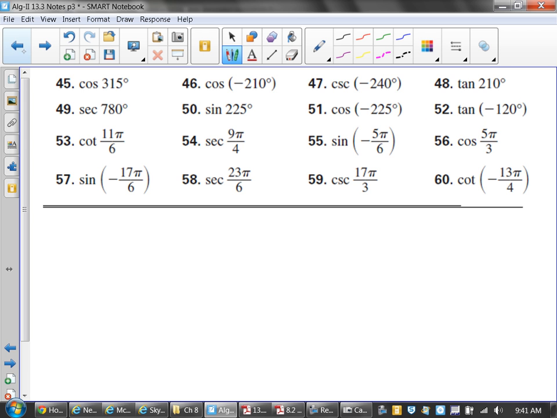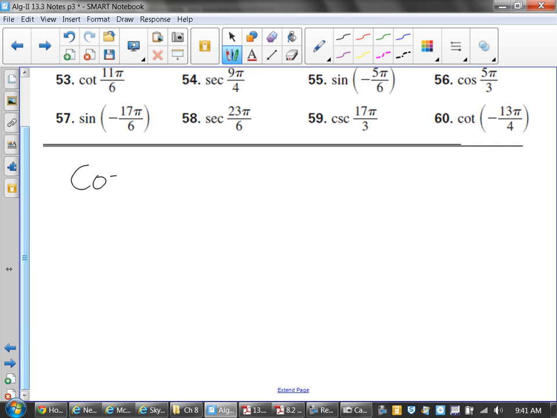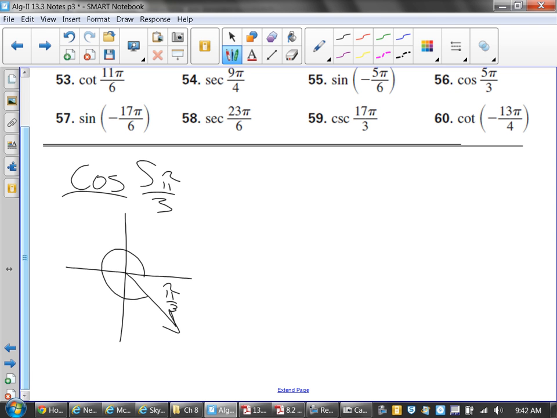It's kind of weird. Cosine 5 pi over 3. Again, as we spin ourselves around, we are how far away from 2 pi? Or pi over 3 away. We'll move my reference angle. Cosine in the 4th quadrant is what? Positive. So I know my answer is going to be a positive.